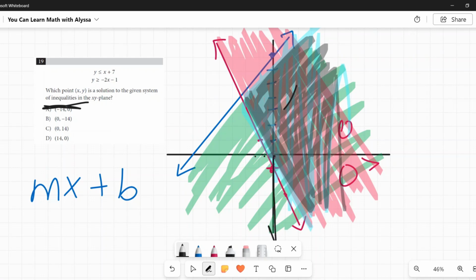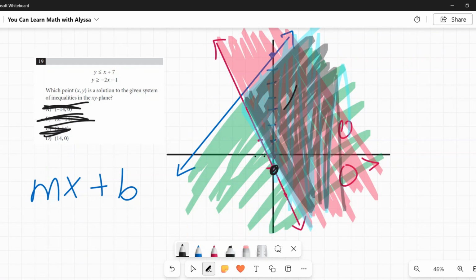Then we have 0, -14. So 0, -14. Nope, anything below -1 is out. I know that's where the y-intercept is. Nope, that one is out. Then I have 0, 14. That's going to be way up here. Nope, anything above 7 on the x-axis is out because that's that y-intercept there. So that one is done.